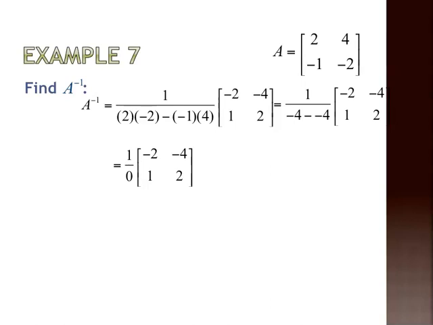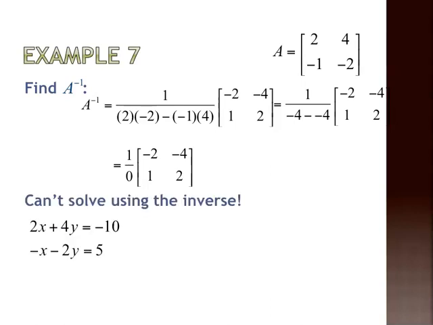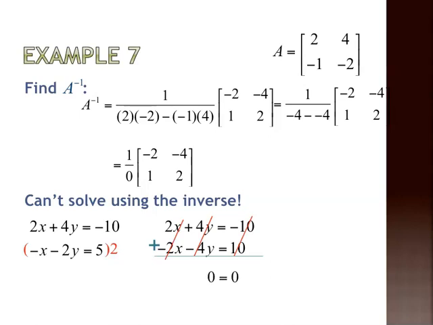Why is it the case that we can't find the inverse? Well, let's go ahead and solve. Let's say we use elimination. So I'm going to multiply the second equation by 2. So now I have negative 2x minus 4y equals 10. And you can see here we end up with 0 equals 0. And in this case, that means we have an infinite number of solutions.